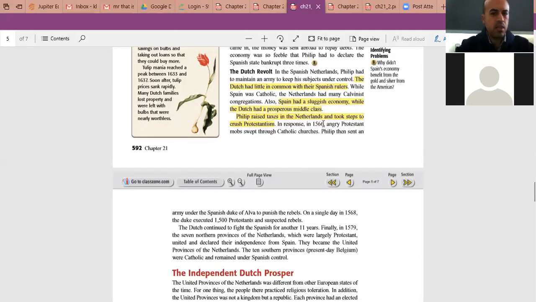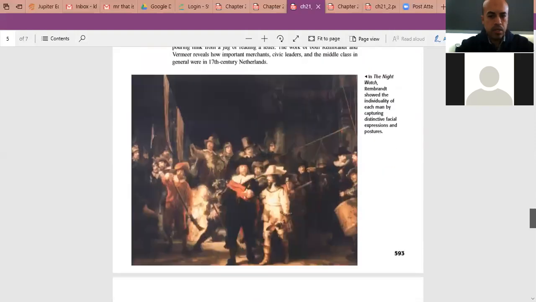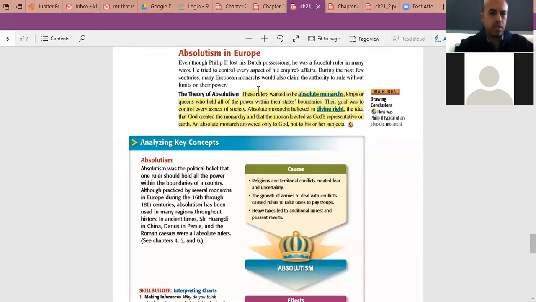Philip raised taxes in the Netherlands and they took steps to crush Protestantism. This is the answer for question number two. Question number three: why did absolute monarchs believe that they were justified in exercising absolute power? The theory of absolutism. So, this is the answer for the theory of absolutism.